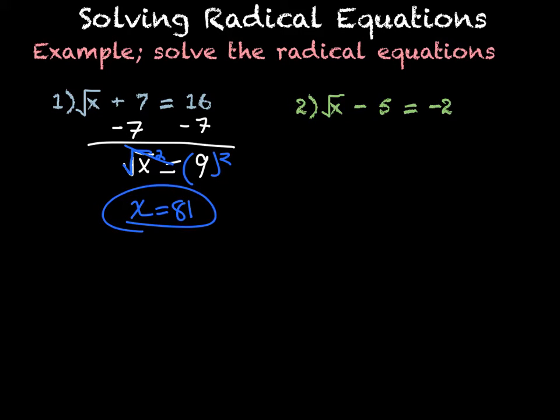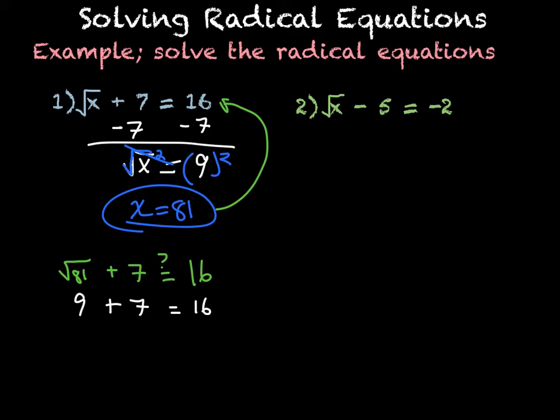To check your work, you put that back in. So back in my original equation, I see that I have the square root of 81 plus 7 equals, does it equal 16? Square root of 81 is 9 plus 7. 9 plus 7 is 16. So this is true. So that's your checking your work. So your answer is x equals 81.